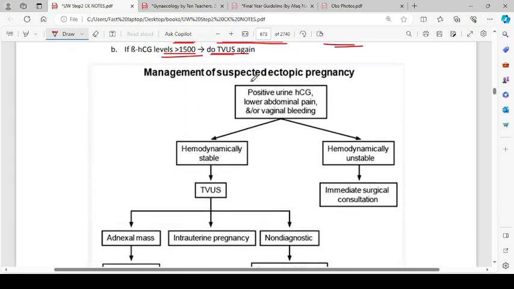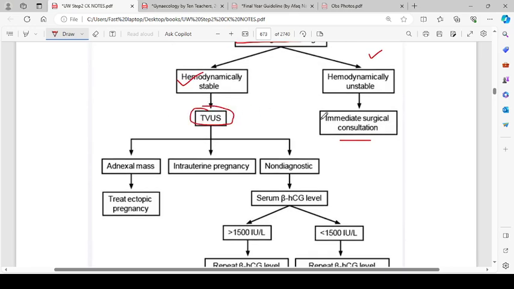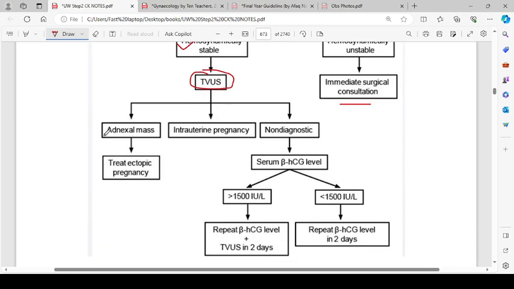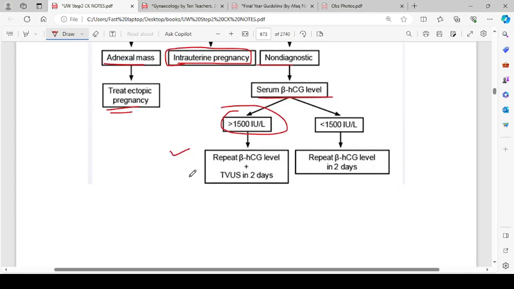Management of suspected ectopic pregnancy. Positive urine hCG, lower abdominal pain or vaginal bleeding. So look if the woman is hemodynamically stable or unstable. If she is unstable, immediate surgical consultation is done. If she is hemodynamically stable, transvaginal ultrasonographic scan is done. If there is an adnexal mass, treat the ectopic pregnancy. It can be an intrauterine pregnancy as well. If it is non-diagnostic, serum beta hCG level is done. More than 1500 international units per liter, repeat beta hCG level with transvaginal ultrasonography in 2 days. If it is less than 1500 international units per liter, repeat beta hCG level in 2 days.